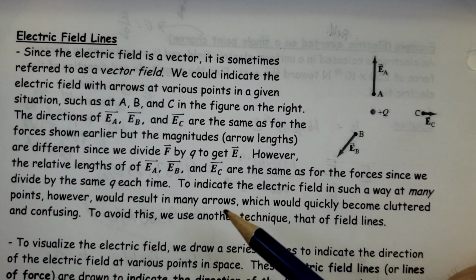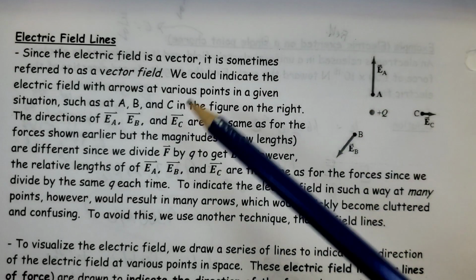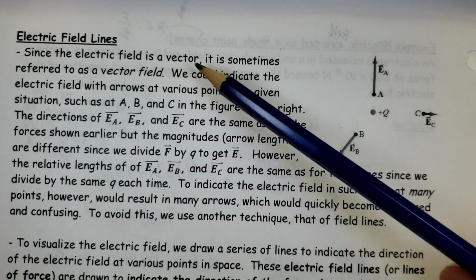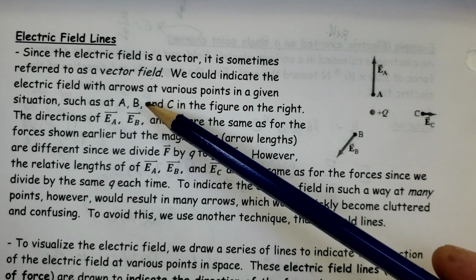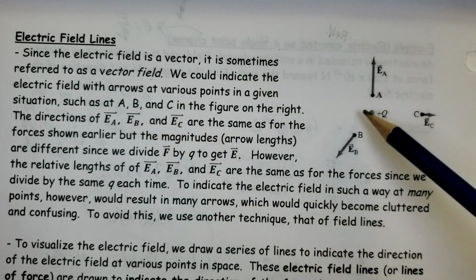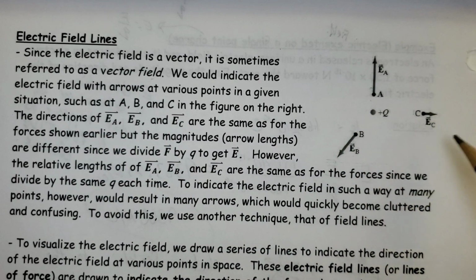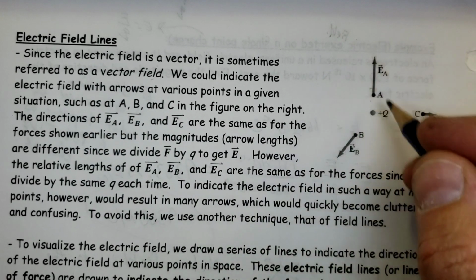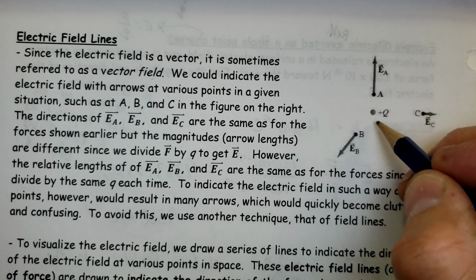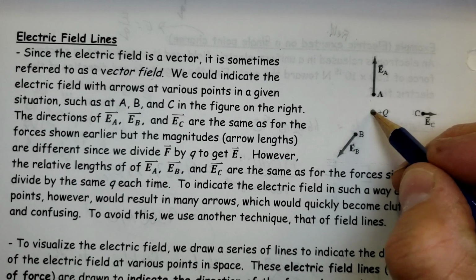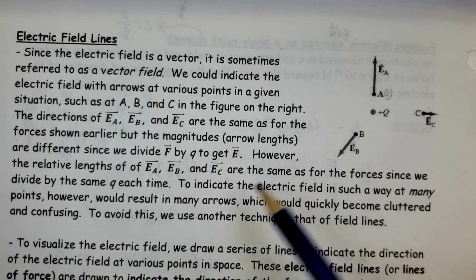Okay, so with that, we've just simply been drawing these kind of lines of force already, so this should be fairly straightforward. Since the electric field is a vector, it is sometimes referred to as a vector field. We could indicate the electric field with arrows at various points in a given situation, such as A, B, and C that we saw earlier. The directions of EA, EB, and EC, so the electric field. Again, if A is experiencing a northward force, and I know that Q is positive, this of course is a positive test charge that represents the directions.